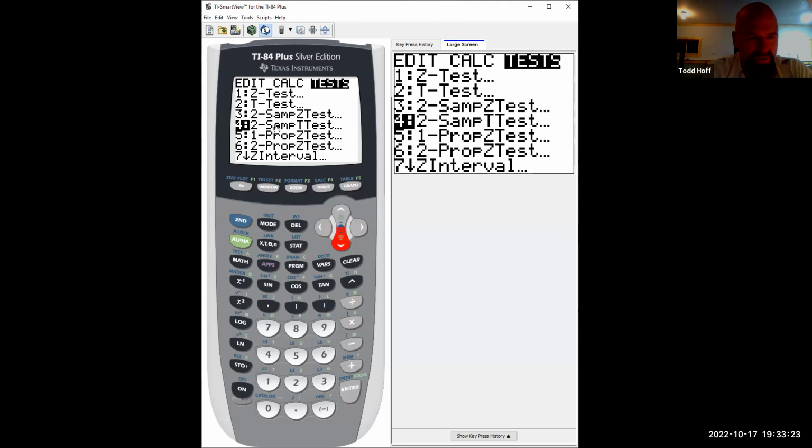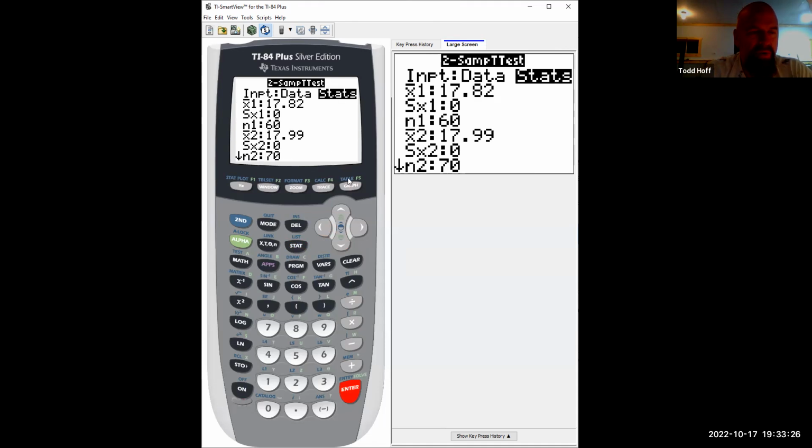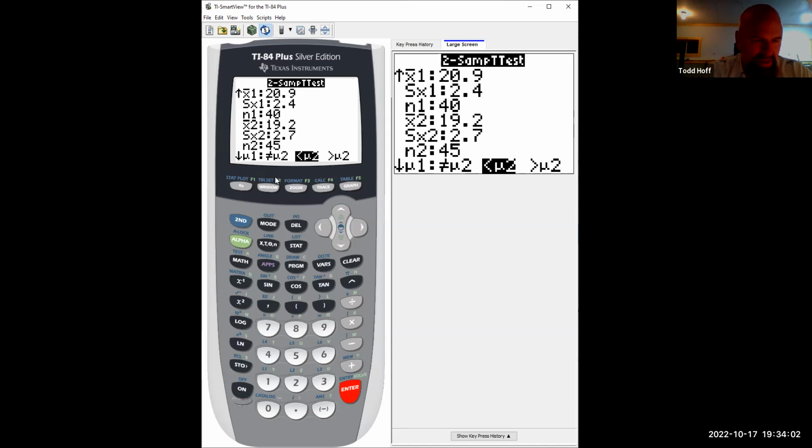So we're going to go to option 4 here, 2-sample t-test. We're again working with statistics. X bar 1, that is the mean of our first sample. That was the 20.9. And the standard deviation of that sample was 2.4. That sample size was 40. X bar 2 was 19.2. Standard deviation of 2.7, and a sample size of 45. Our alternative hypothesis, once again, is going to be less than.